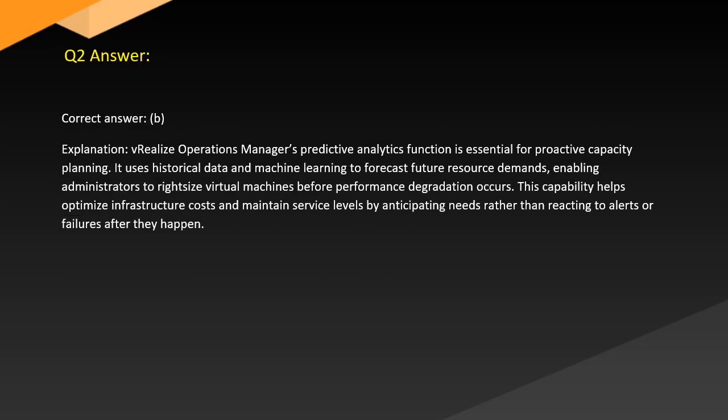Answer. Correct answer, B. Explanation. Realize Operations Manager's predictive analytics function is essential for proactive capacity planning. It uses historical data and machine learning to forecast future resource demands, enabling administrators to right-size virtual machines before performance degradation occurs. This capability helps optimize infrastructure costs and maintain service levels by anticipating needs rather than reacting to alert failures after they happen.